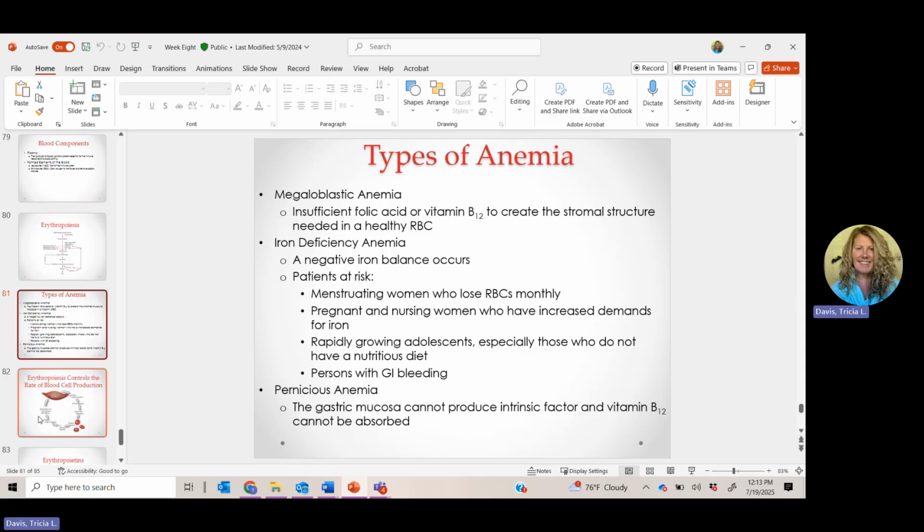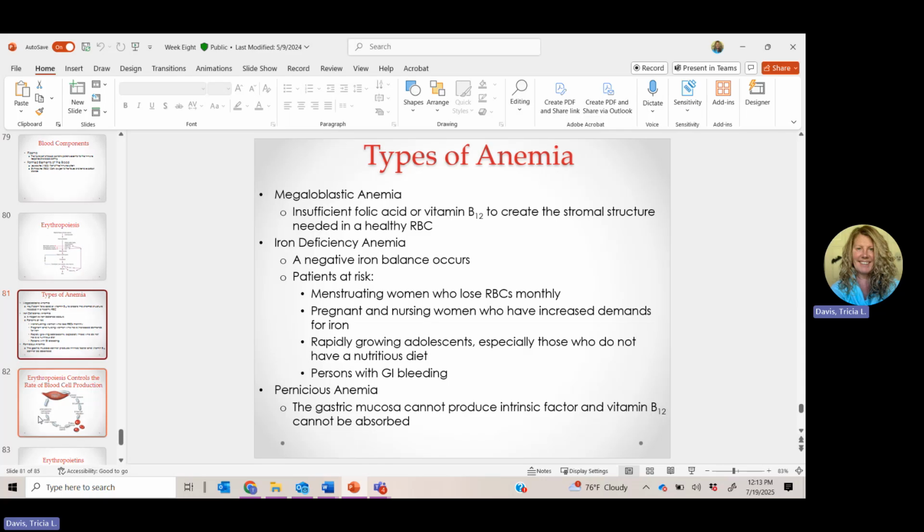So what types of anemias can we see present? Well, we have something called megaloblastic anemia, which is where these patients do not make enough folic acid or B12. Because they're lacking the folic acid or B12, we're not able to make a very good, functioning, healthy red blood cell, because we need these two things to make a very good red blood cell.